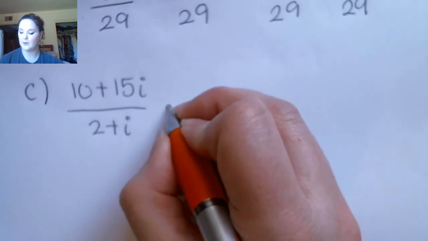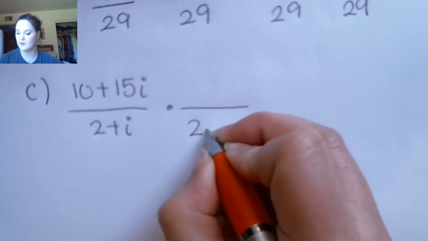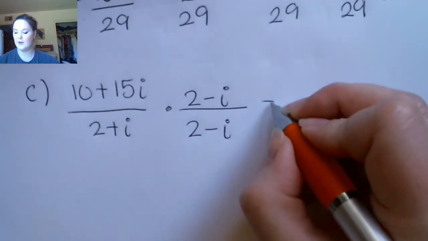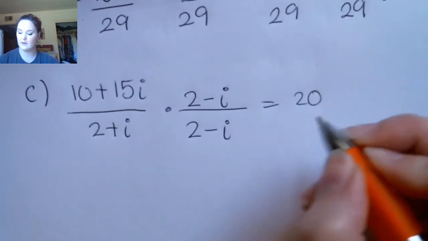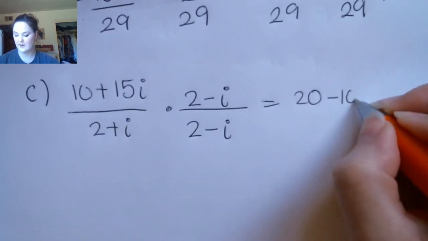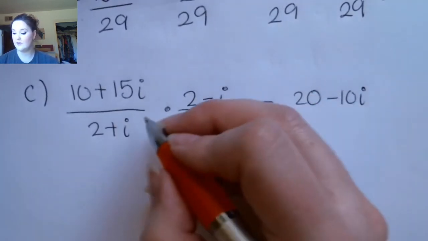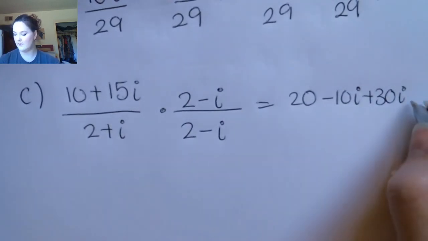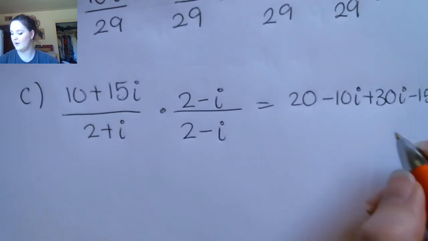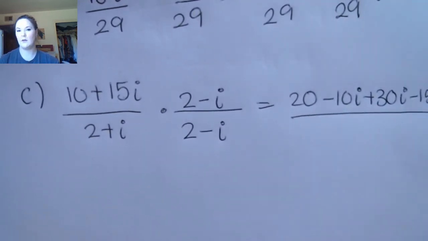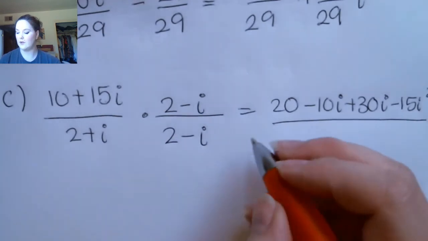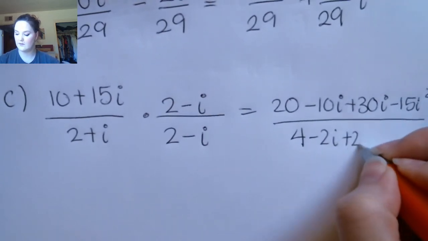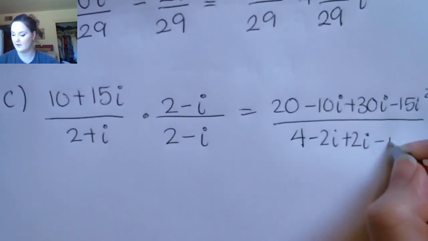All right, so we're going to multiply by the complex conjugate of the denominator, which is 2 minus i. And then we're going to multiply this out. So 10 times 2 is 20. 10 times negative i is negative 10i. 15i times 2 is 30i. And 15i times negative i is negative 15i squared. Then in the denominator, I have 2 times 2, which is 4. 2 times negative i is negative 2i. i times 2 is positive 2i. And i times negative i is negative i squared.